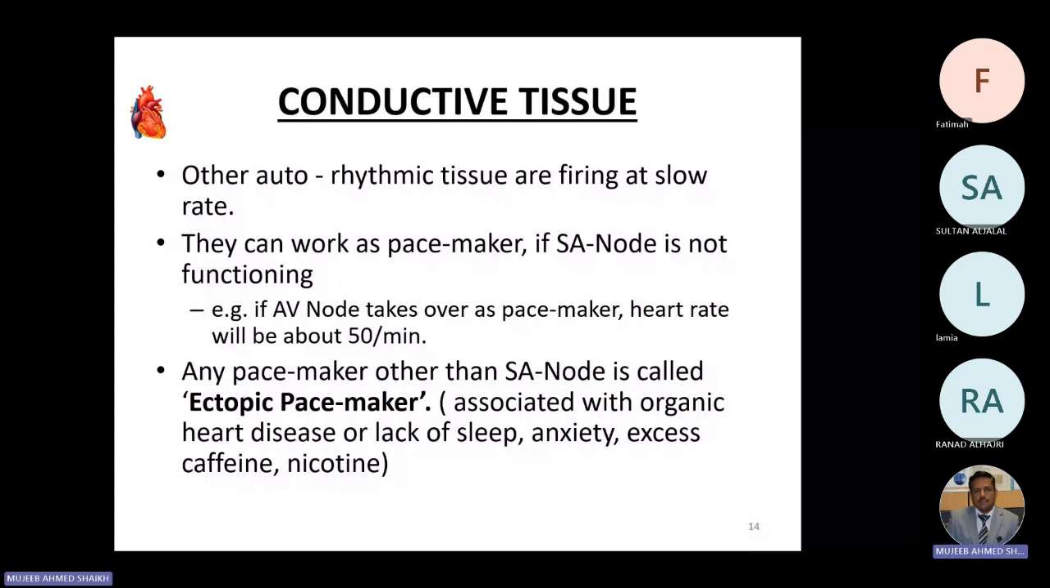Sometimes, other than these three pacemakers, even some muscles can start to twitch and give some action potential. These are called ectopic pacemakers. These are usually associated with some disease of the heart, or maybe lack of sleep, or anxiety, or excess of caffeine or nicotine. Other than the normal pacemakers, some other tissues will start to twitch or give action potentials.